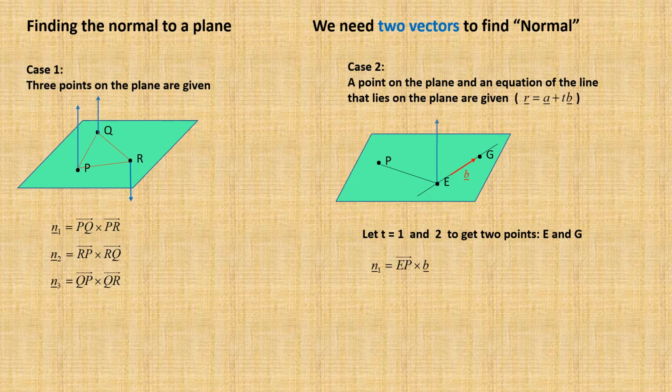Of course, not only this. If you don't want to use the B given, you can calculate your own vector EG. You can also do the cross product to produce another normal.